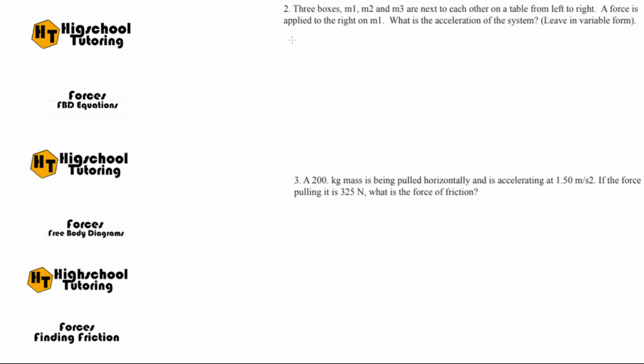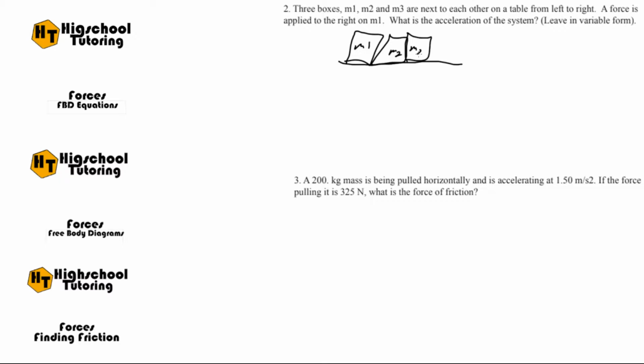First problem that we have here, and we have three boxes: M1, M2, and M3 are next to each other on a table from left to right. Force is applied to the right on M1. What is the acceleration of the system? So they're on a table, so we can just draw our ground. We have a box M1. We have a box M2. I have a box M3.